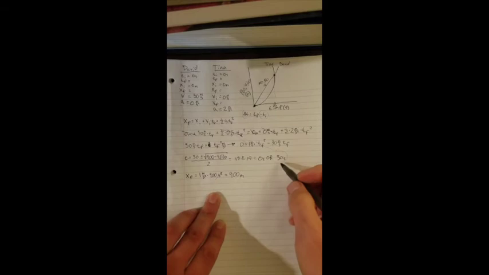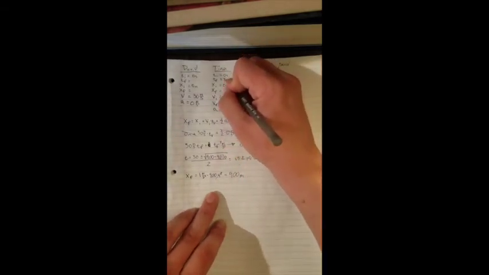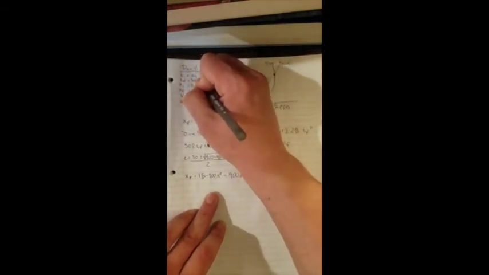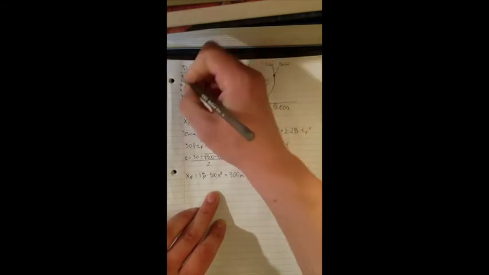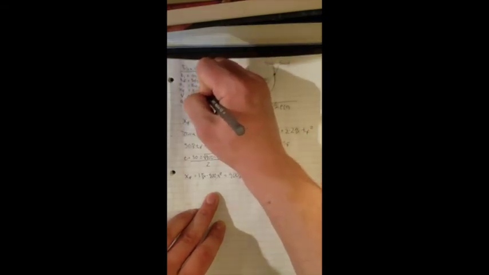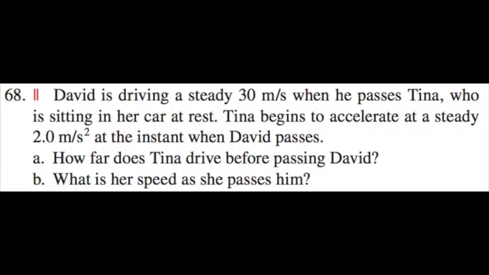So we can now fill this stuff in up here. 30 seconds, 30 seconds, 900 meters, 900 meters. So the first part of the question is now answered. How far does Tina drive before passing David? That's 900 meters. Now, what is her speed when she does? That's the second part of the question.